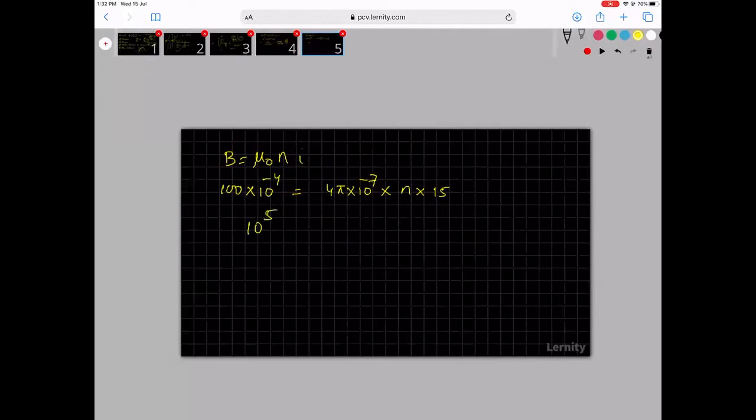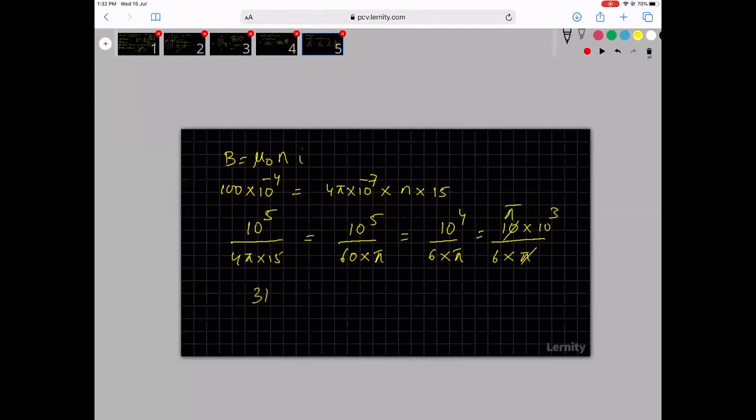It comes up here and becomes 10 power 5. So 10 power 5 divided by 4 pi into 15. So that is equal to 10 power 5 by 60 into pi. So that is equal to 10 power 4 by 6 into pi. So that is equal to 10 into 10 power 3 by 6 into pi. So pi will become here, pi squared is 10. So that is equal to 31.4 into 10 squared by 6. 6 will go 5 times here. 6 5 is 30, 6 2 is 12, 0.3, and then it goes on. So it will become 5230.